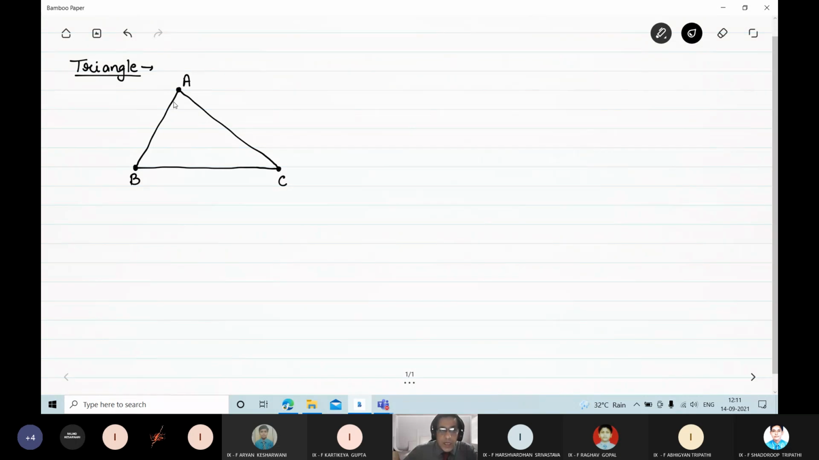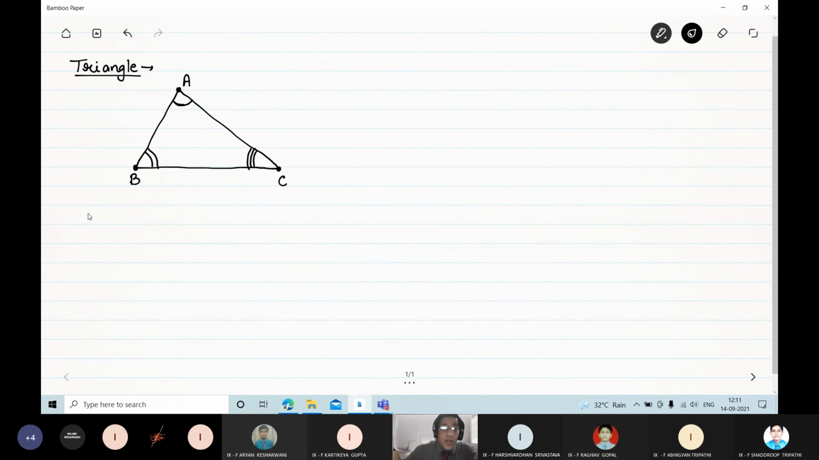And there are 3 interior angles. This is angle A, which we write as angle BAC. Then we have angle B, written as angle ABC, and angle C, written as angle ACB. So in a triangle, there are 3 vertices, 3 sides, and 3 angles. That is the reason the name is triangle, 3 angles.